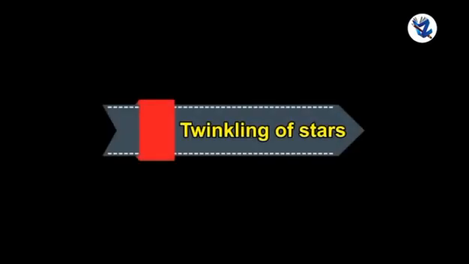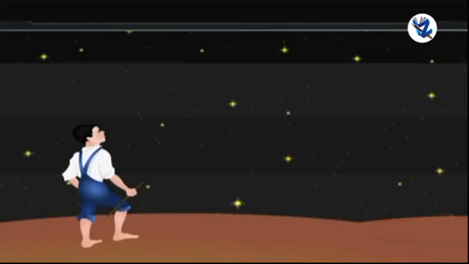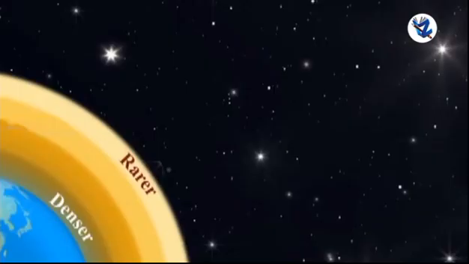Now, twinkling of stars. The effect of atmospheric conditions on refraction of light can be seen in the twinkling of the stars. Stars are self-luminous and can be seen at night in the absence of sunlight. They appear to be point sources, and as the density of air increases with lowering height above the surface of the earth, the refractive index also increases.